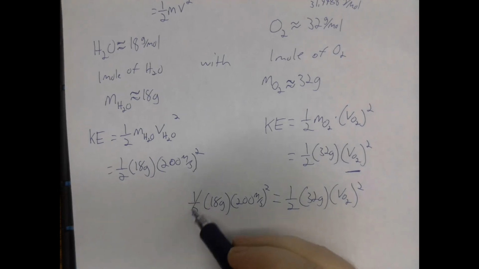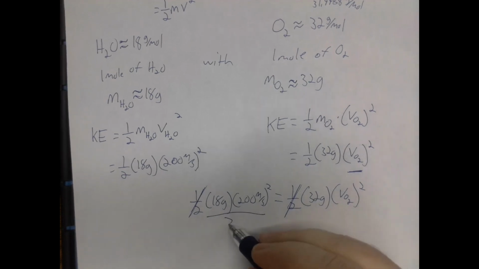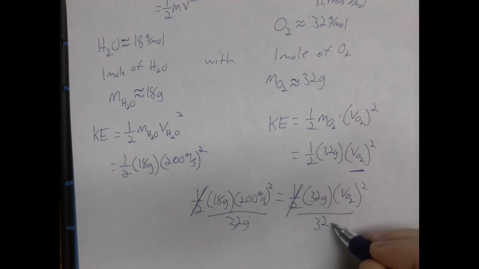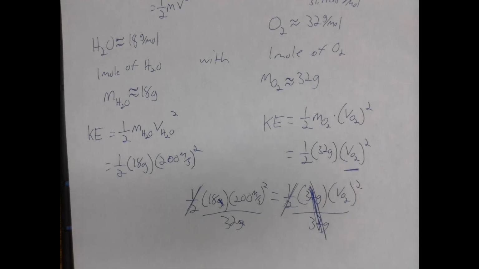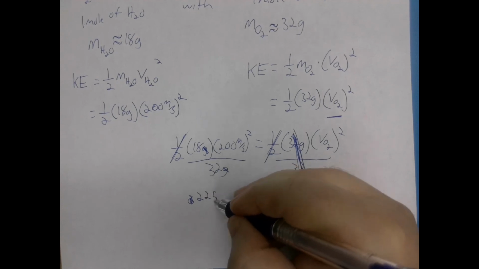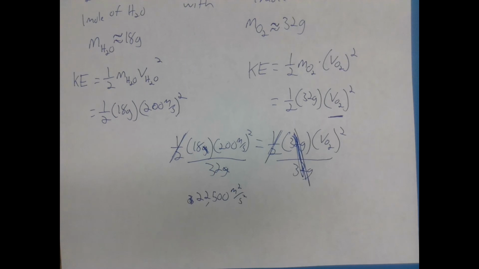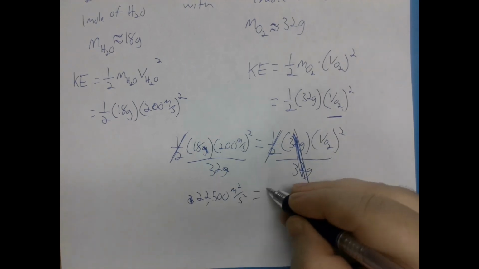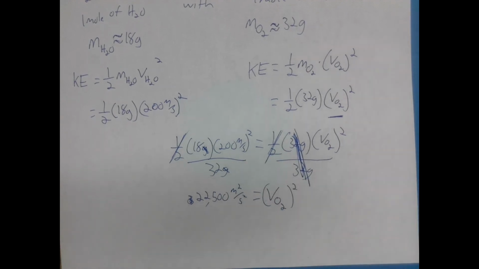So 1/2 is on both sides, so we can cross that out. I can divide by 32 on both sides. The 32 grams cancel out on this side, and the grams cancel out on this side. So 18 times 200 squared divided by 32 gives me 22,500 meters squared per second squared. And that is equal to the velocity of the oxygen molecules squared.